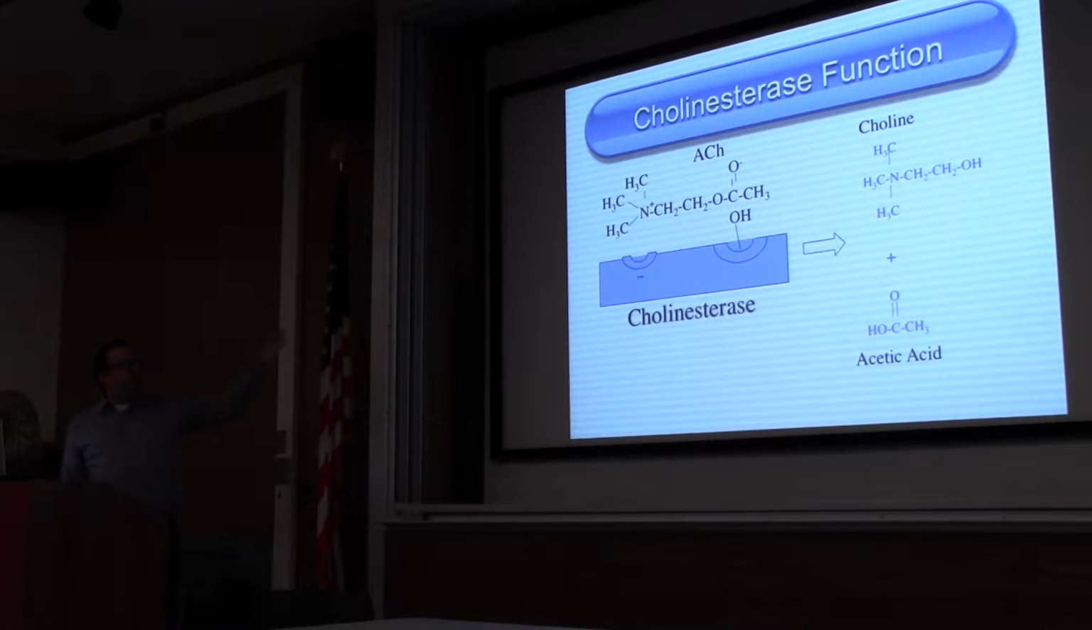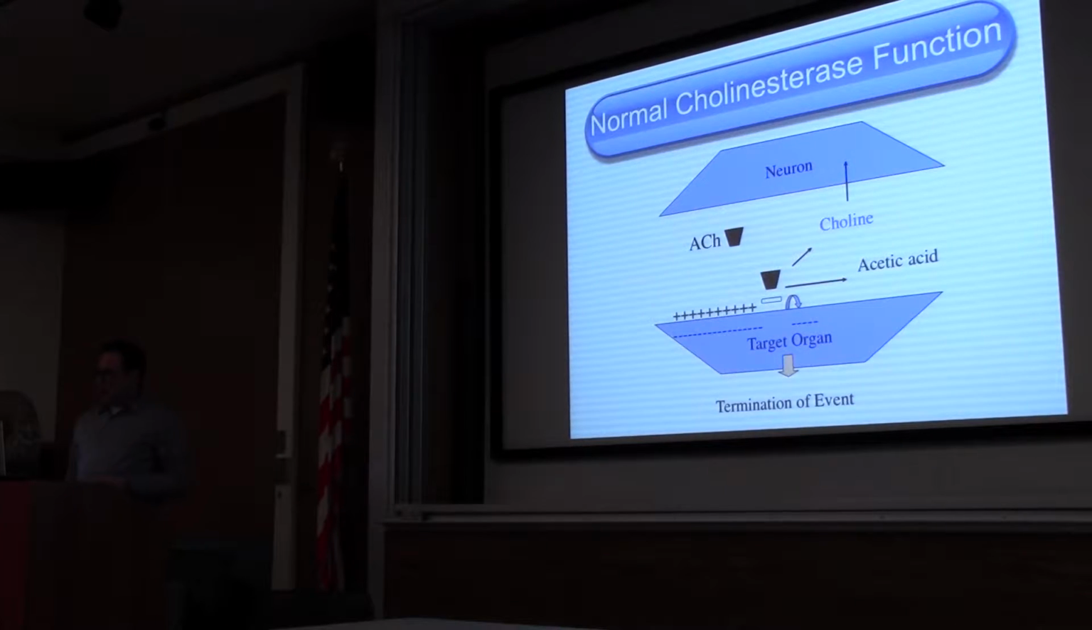One positions the acetylcholine into place, and the other breaks the ester bond and leaves you with choline and acetic acid. Choline gets taken back up into the presynaptic neuron, acetic acid goes off into the Krebs cycle or something, and you stop stimulating your postsynaptic receptor, your target organ repolarizes, and the event stops.